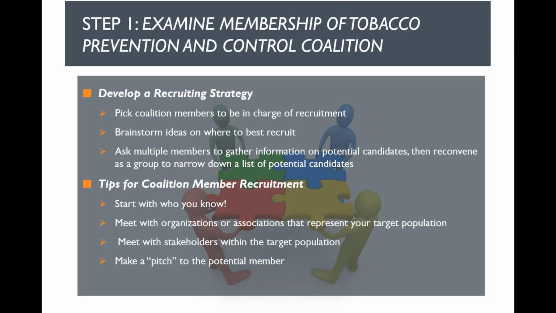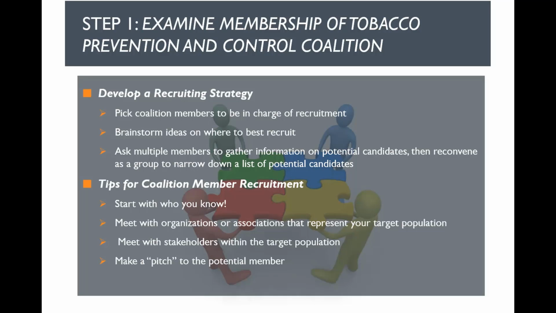Let the individual know that they have been recommended by other community leaders as someone who could provide leadership and guidance to the coalition as it develops and executes outreach activities. Inform the candidate of the specific role you want him or her to take in outreach, such as leading an outreach planning team, recruiting people to serve on an outreach planning team, or promoting the work of the Tobacco Prevention and Control Coalition among members within the target population.